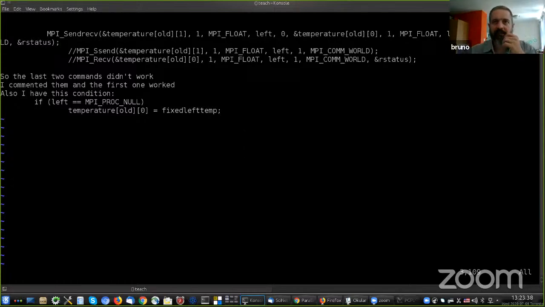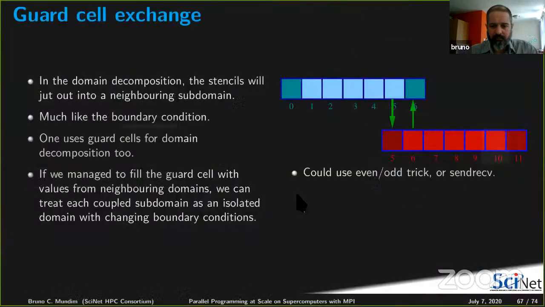Slide 67. Okay, let me go back. Okay, so look at this. Let's take this guy here, right? He's going to send to the left, and this guy here should be receiving from the right. So that sendrecv needs to match these two guys.